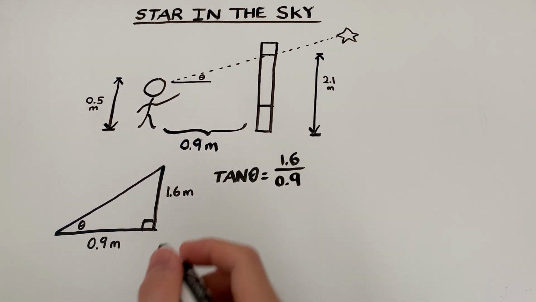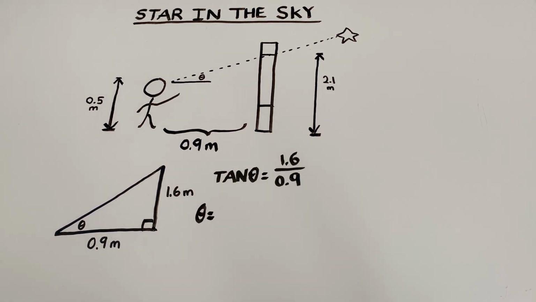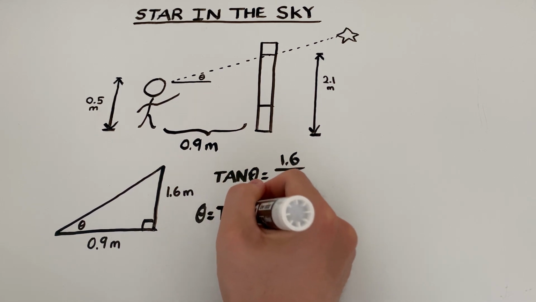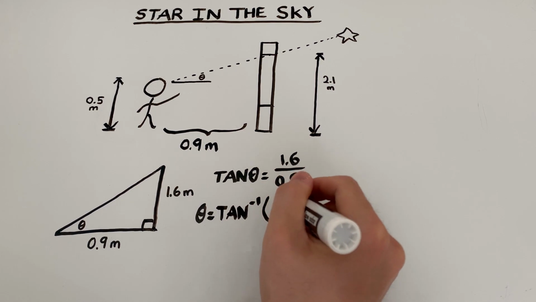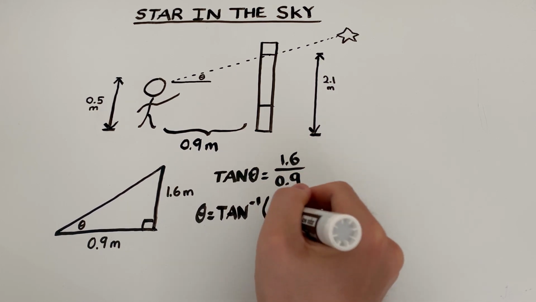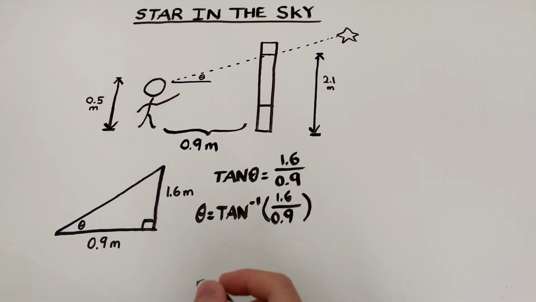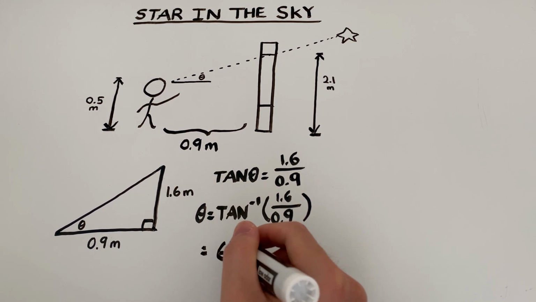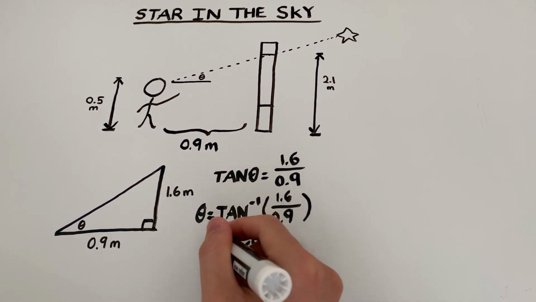And then to find the angle in your calculators, you're going to punch in the inverse tan. So it looks something like this. Which ends up being an angle of 60.6 degrees.